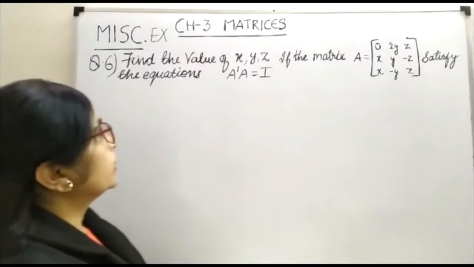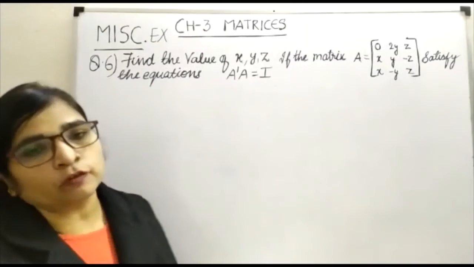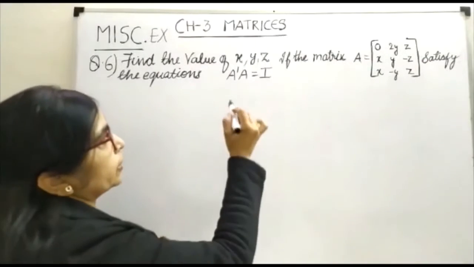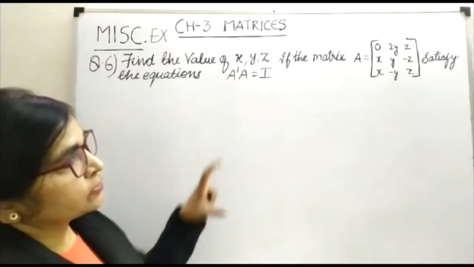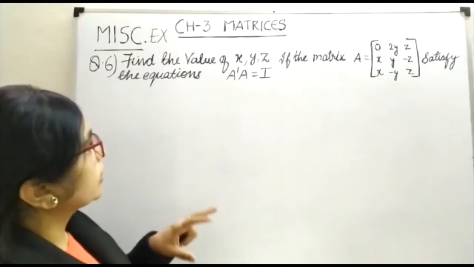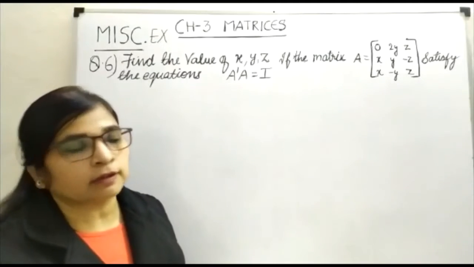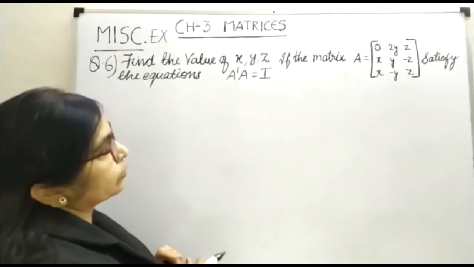Hello everyone. In the chapter Matrices, we are going to discuss question number 6 of the miscellaneous exercise. Our question is: find the values of x, y, z if the 3 by 3 matrix A, having the following elements, satisfies the equation A transpose into A is equal to I, where I is the identity matrix. Let's see how we can work it out.